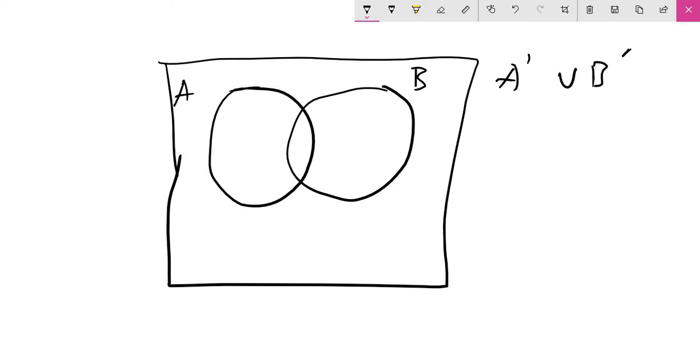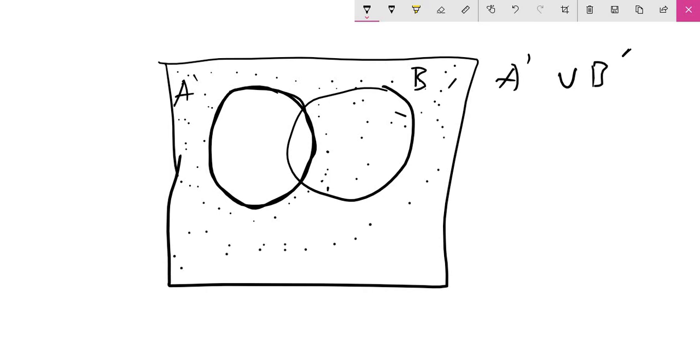All right. So again, this is A. So everything that is not A, I'll use dots. So there we go. Dots all over the place. Sorry, I meant to put dots. Okay. So excluding the circle here, alright, everything else is A complement. What about B complement? Not B.